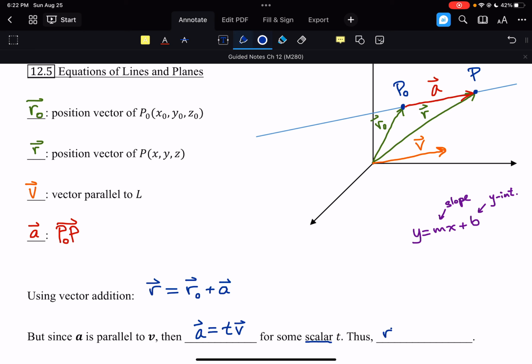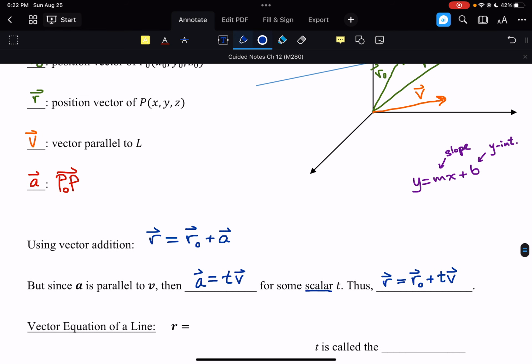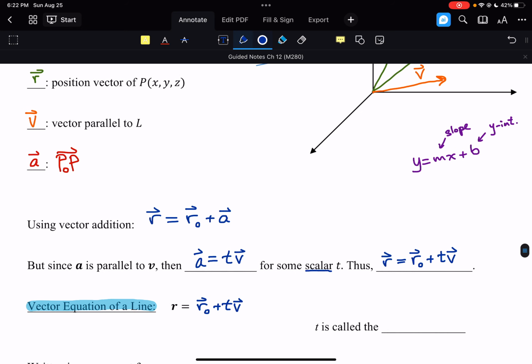Thus, we get r equals r0 plus tv. And this formula is known as the vector equation of a line. So r equals r0 plus tv. And t is what we call the parameter. Okay, so t is a scalar, and as t changes, we move up and down the line and plot different points.